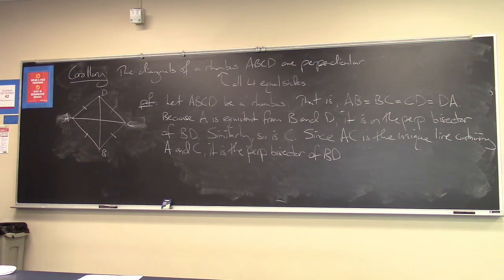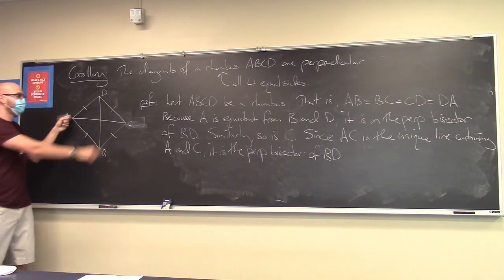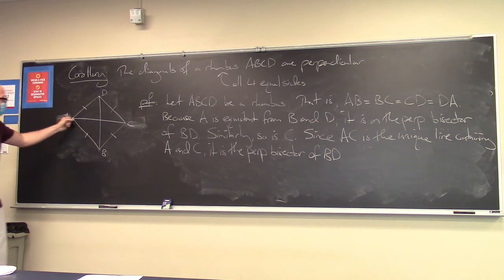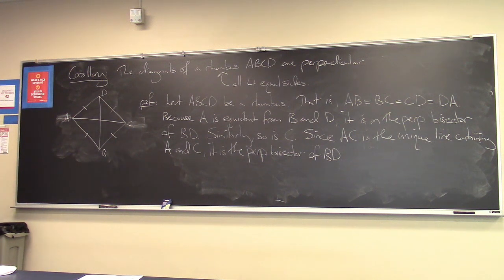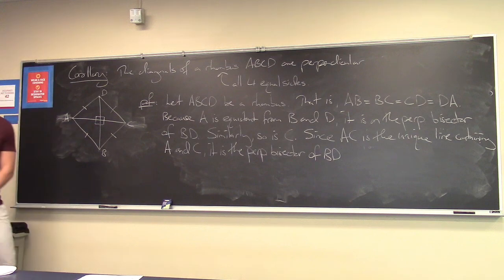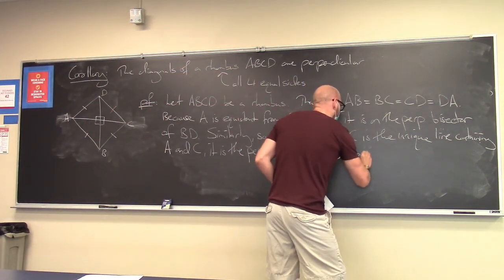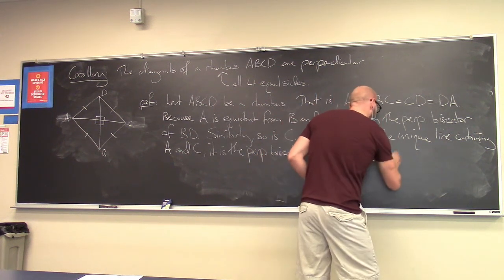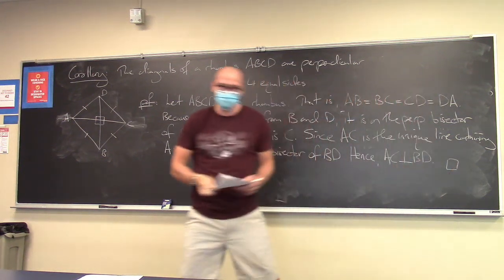Does that logic make sense? There's only one line that contains both A and C. It's this line segment AC, and if they're both on the perpendicular bisector, then this line must be the perpendicular bisector. There's only one line that contains them both. So we're done. That proves that these lines are perpendicular to each other. Hence, AC is perpendicular to BD. Done.